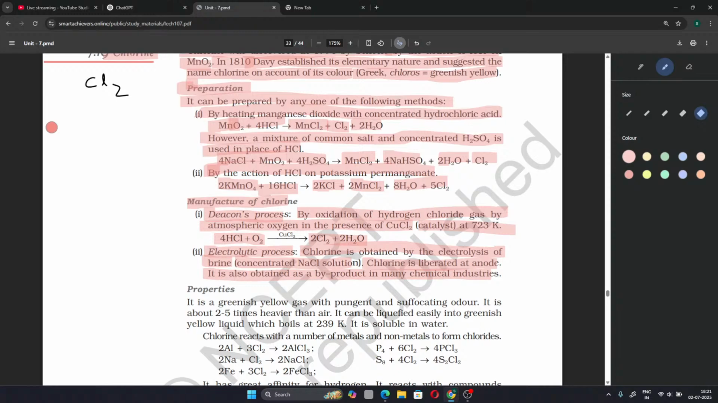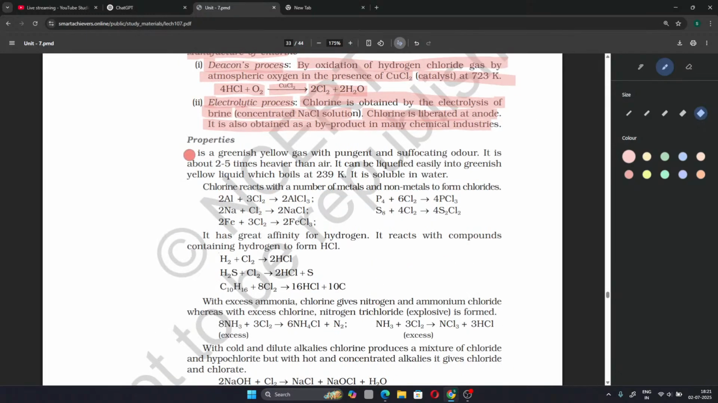Deacon's process. The catalyst is CuCl2, cupric chloride, and HCl plus O2, basically the oxidation of hydrogen chloride by the atmospheric oxygen in the presence of CuCl2 acting as a catalyst.